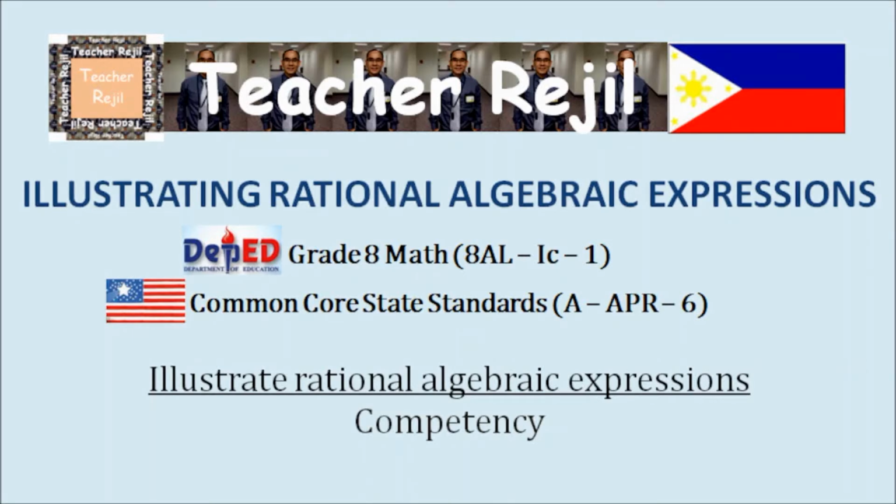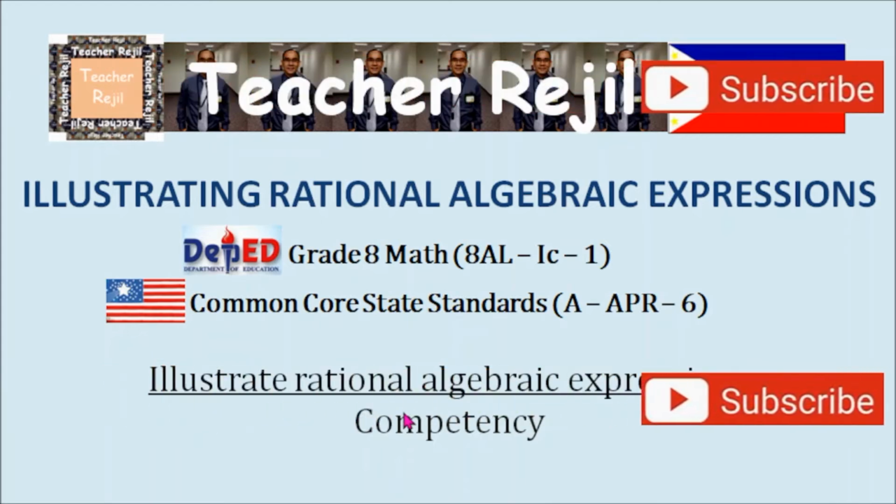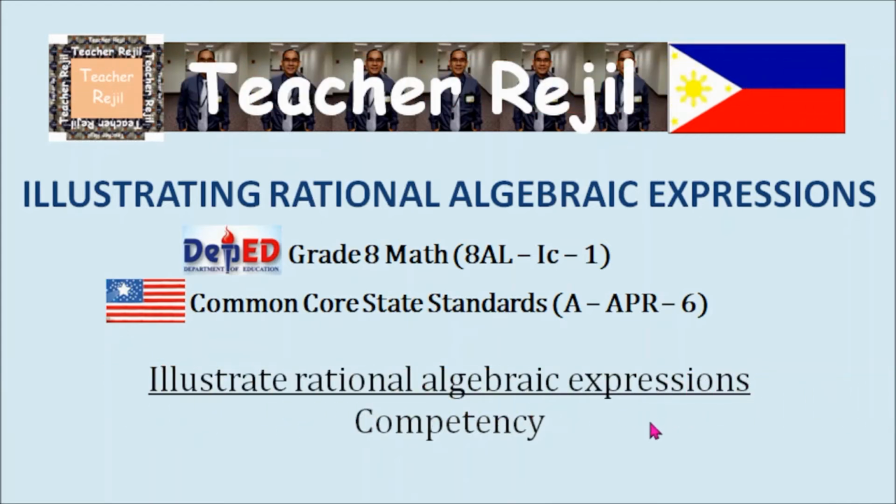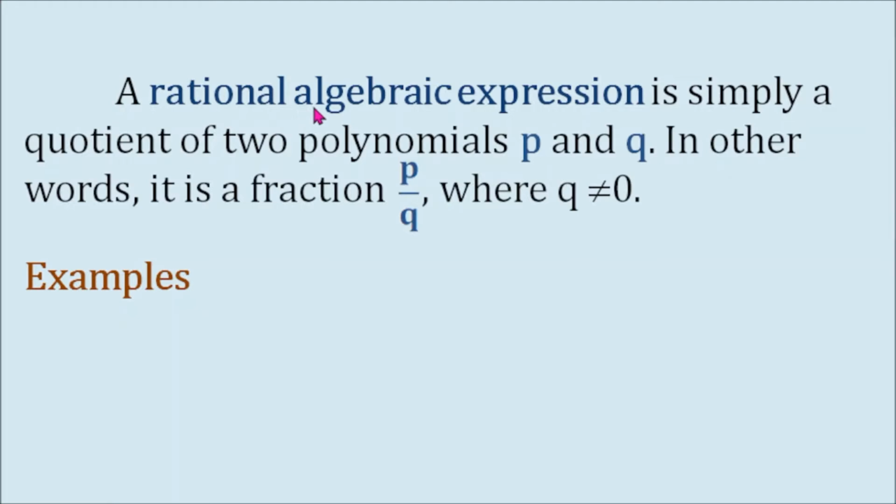Hello everyone. In this video, we are going to illustrate rational algebraic expressions. A rational algebraic expression is simply a quotient of two polynomials p and q. In other words, it is a fraction p over q where q is not equal to 0. So meaning to say the denominator should not be equal to 0.